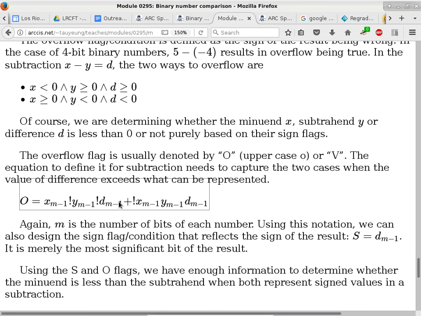Okay? So our lab activity today is about the stuff that we have just been talking about, not the proofs. So relax, we're not going to prove anything in the lab activity today, but we are going to compute the borrow flag, the sign flag, and the overflow flag. That's what we're going to do in today's lab. All right?